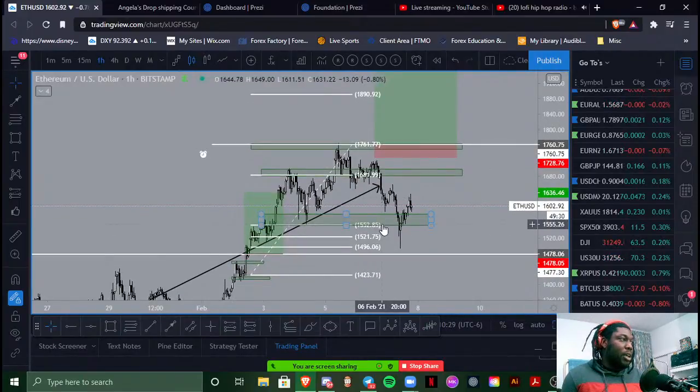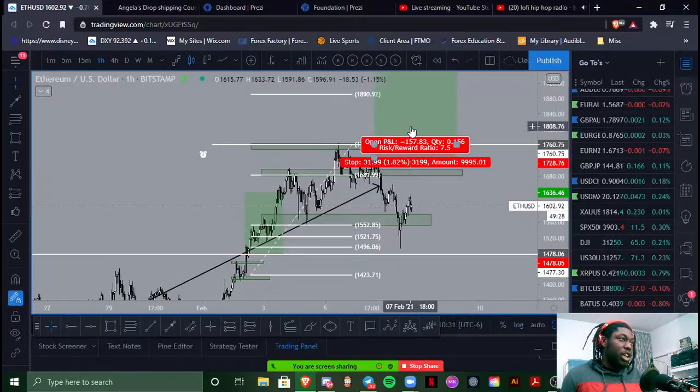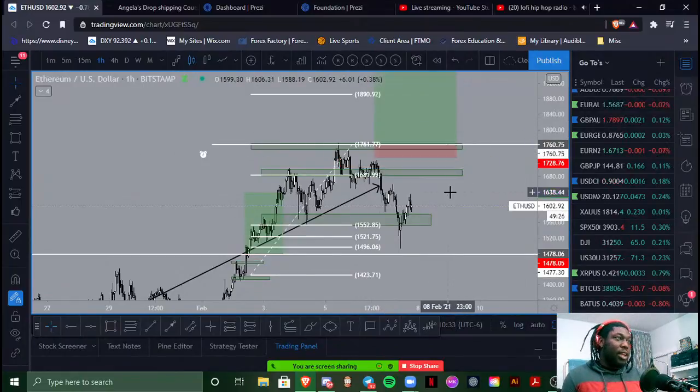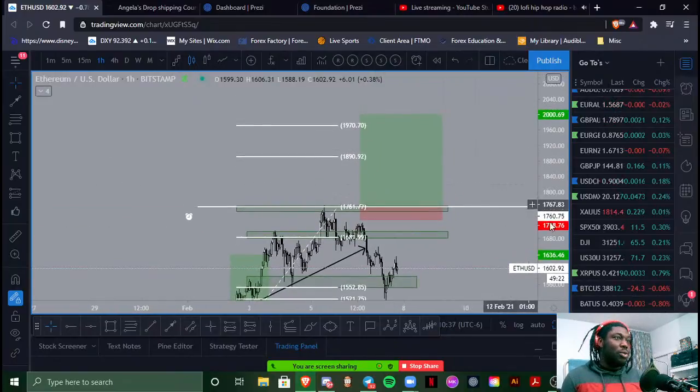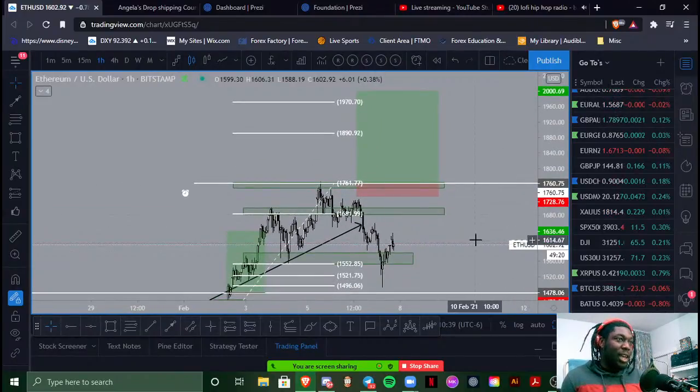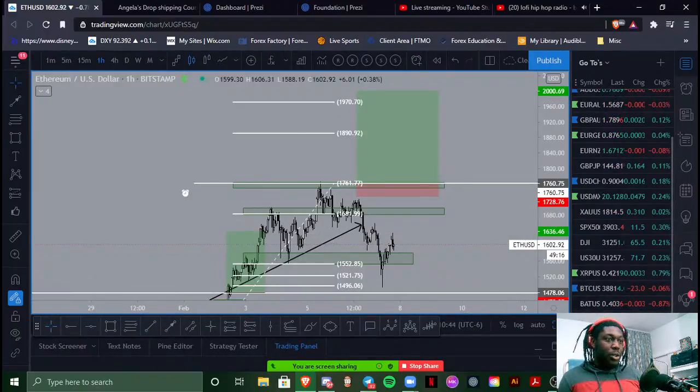But yeah, with Ethereum, there's no A or B. I just want Ethereum to start pushing to the upside, and if it does break through 1760.75, then I'm taking price up to 2,000, and my stop loss is going to be at 1728.76. So that's with Ethereum right there.